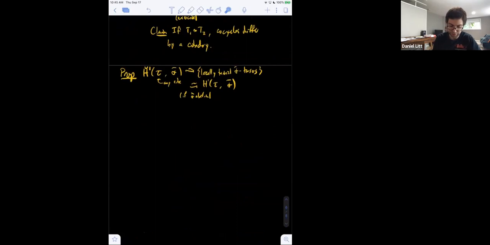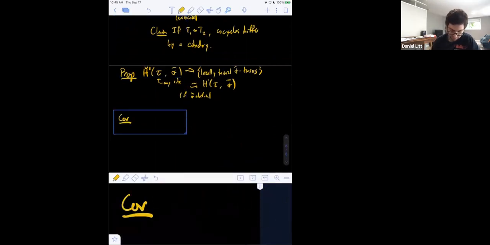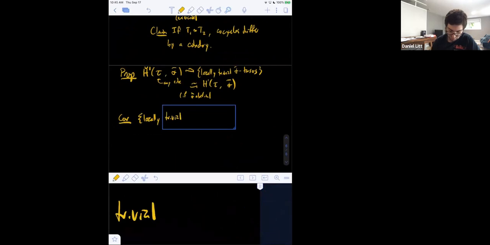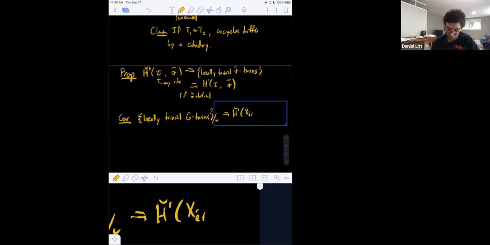So maybe I'll write that down just so we know it. So the corollary is that locally trivial G-torsors up to isomorphism are canonically in bijection with Čech H1, and hence if G is abelian, with derived functor H1 of the whole Étale site of X with coefficients in G.